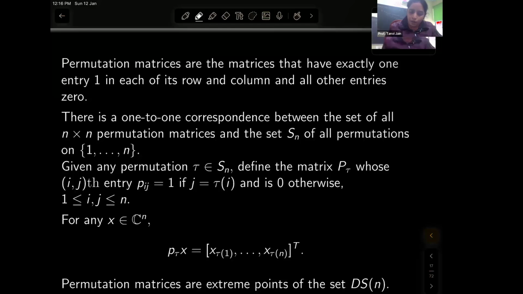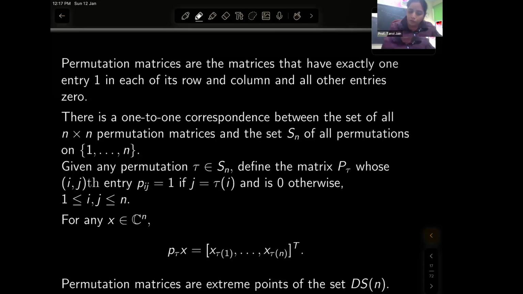Now see, we take what we call a permutation matrix. This is a matrix which has exactly one entry in each column and in each row that is 1, and all other entries are 0. So clearly this is a doubly stochastic matrix. And why do we call this a permutation matrix? Because there is a one-to-one correspondence with permutations on 1 to n.